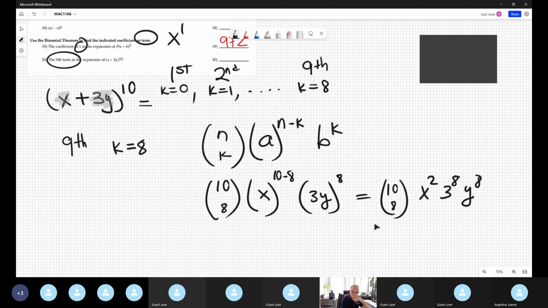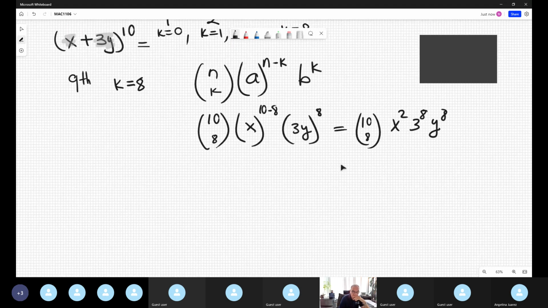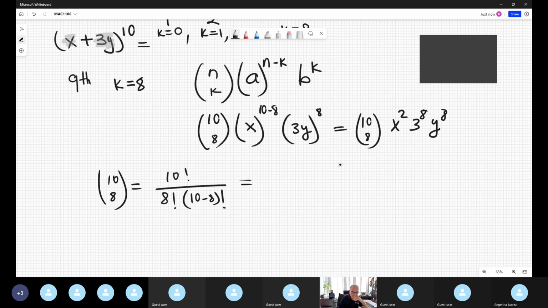And let me try to do a little bit. Suppose the combinatory number C(10, 8) is 10 factorial divided by 8 factorial multiplied by (10 minus 8) factorial. 10 minus 8 factorial is 2 factorial. 2 factorial is 2 times 1, which gets 2. This is just 2.